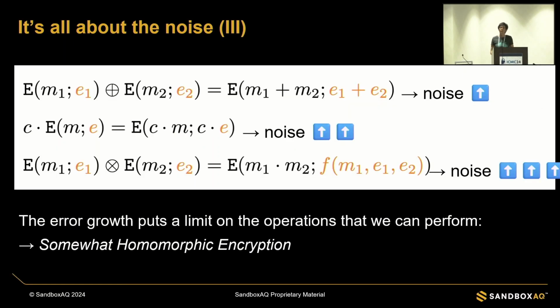And the way the noise or the error grows depends on the type of operations that we are performing, the type of homomorphic operations. When we add two encrypted messages in order to get the addition of the plaintexts, the equivalent error is also added. In case we do a scalar by ciphertext multiplication, the resulting error is equivalent to this scalar times the original error.